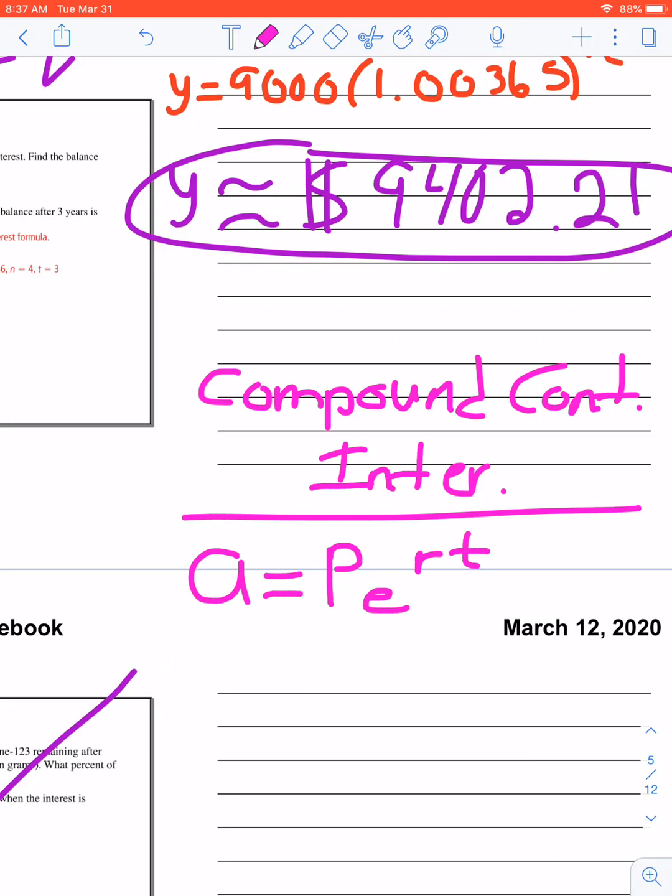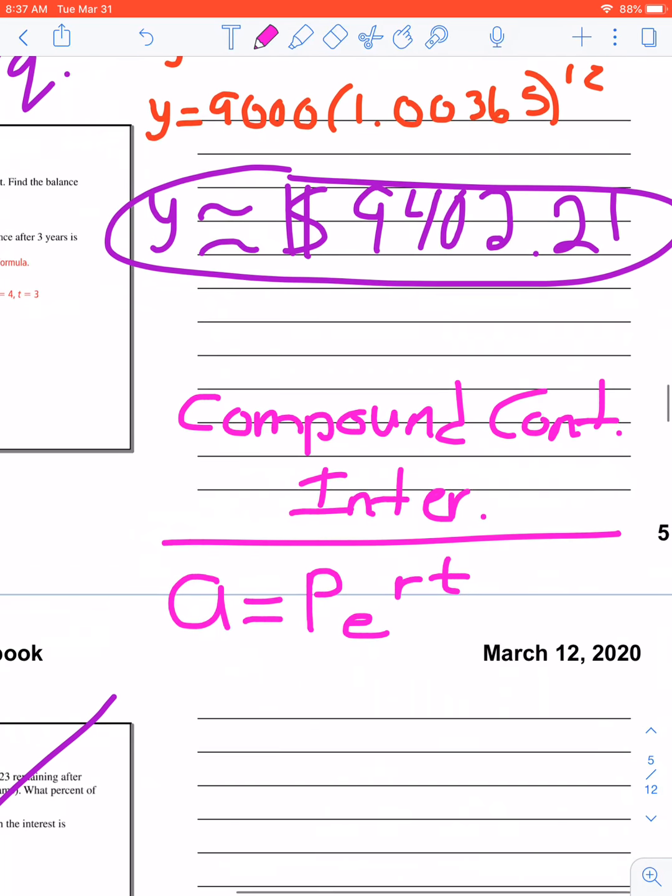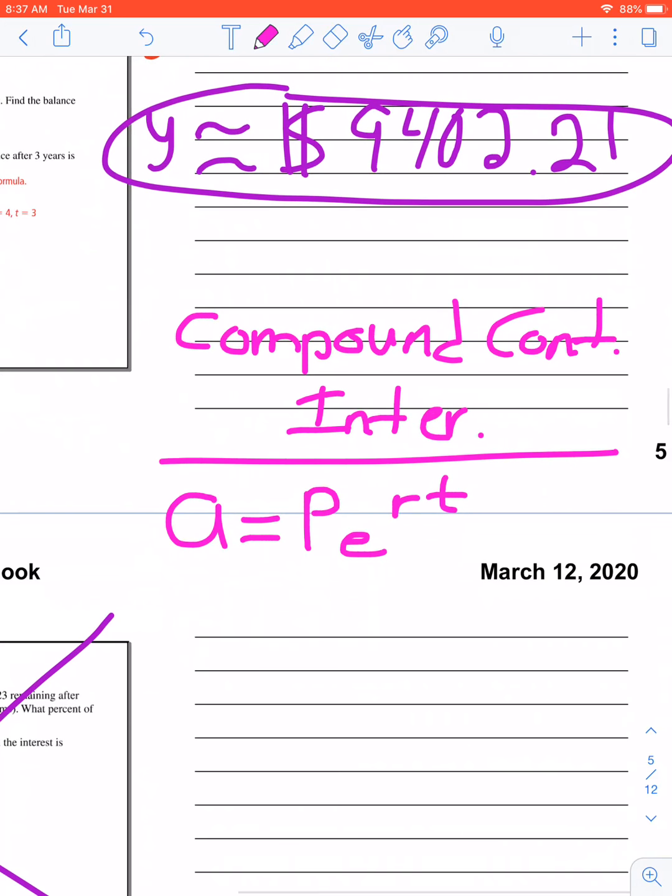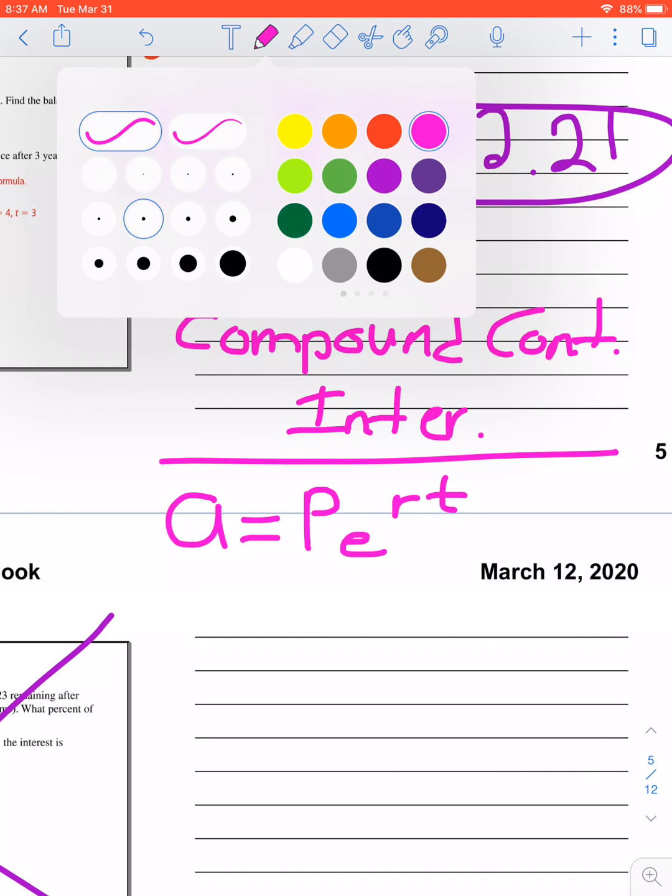A is still the amount of money at a certain time. P is your principal. E is just the number on your calculator. And R is still your rate, and then time. So let's do that same problem from above with the 9,000, the same rate, the same time, and let's see what it would be in PERT. That means every single second and millisecond, it's compounding, it's gaining more interest.